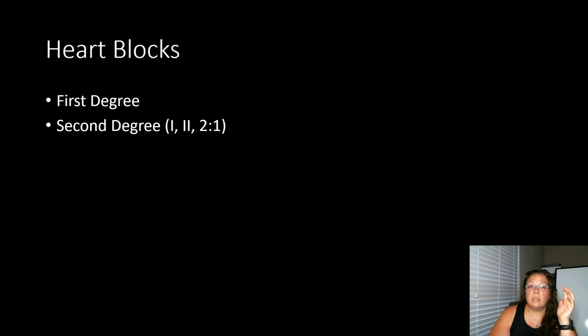Heart blocks. So we're going to go over first degree, second degree, which has 2 different types, but then sometimes you'll see a 2-to-1 conduction block, but we're going to go over those types in the second degree. We've got third degree block. The thing that we're not going to go over is bundle branch blocks. We'll go over that more when we talk about the 12 lead next week. It's a little bit more in depth than I want to go into today.